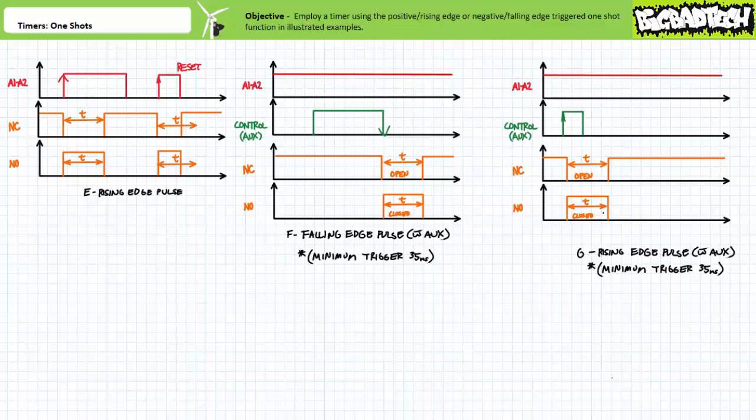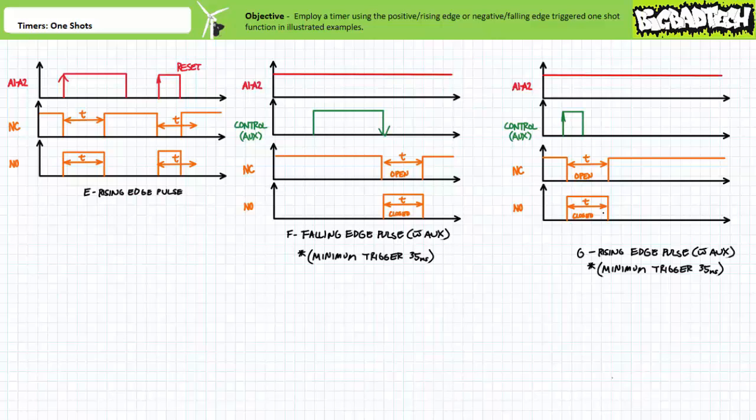aware of this possibility. Let's now move on to the remaining topics of this lecture, putting a timer executing the one-shot function to use. The one-shot function is characterized by the output temporarily assuming the activated state for the adjustable one-shot delay period after receiving a trigger event.